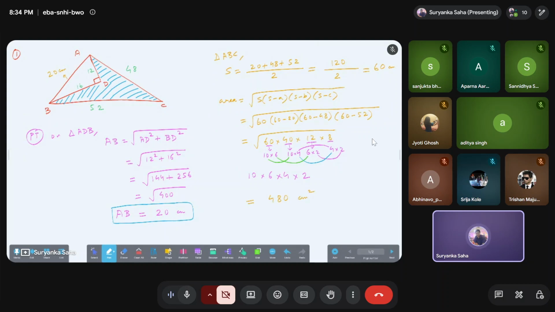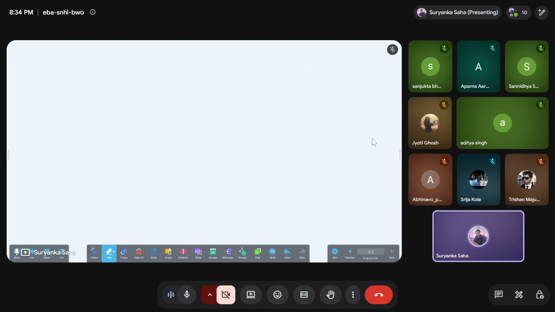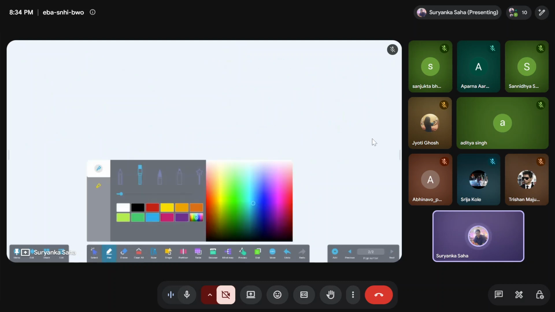480 is the big triangle. Now the small triangle, triangle ABD. Its area has to be found, which will be half into base into height. The base is 16 and the height is 12. So area of triangle ABD, let me write here.